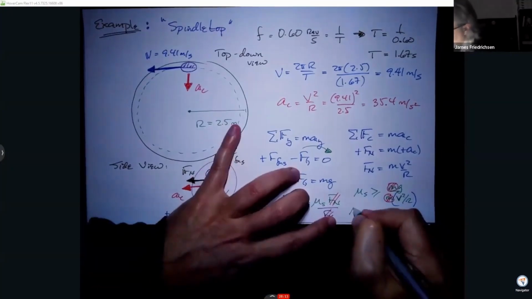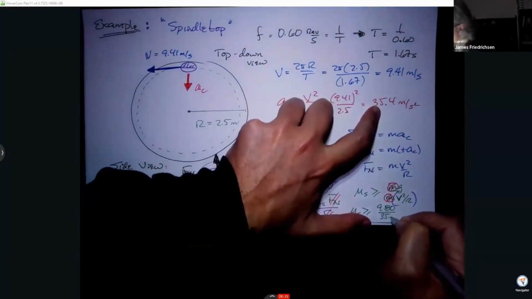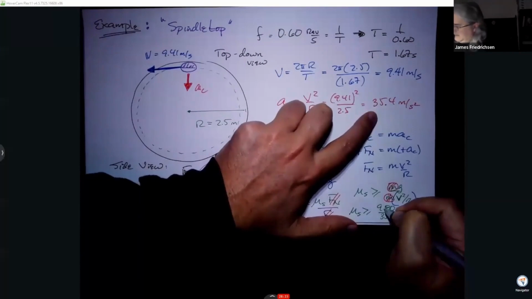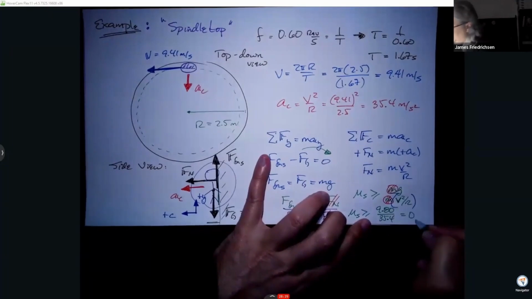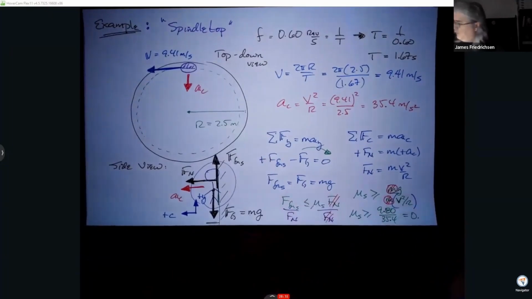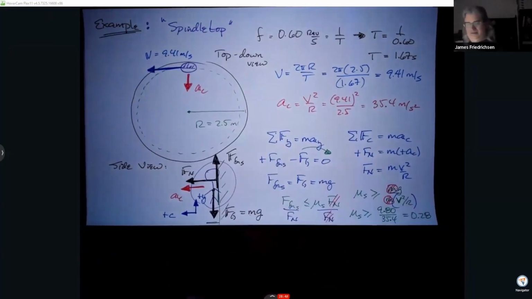And so then our mu s has to be greater than or equal to 9.80 divided by our 35.4. And this gives me 0 point something for our coefficient of friction, 0.28. There are no units, and that is what we were looking for.